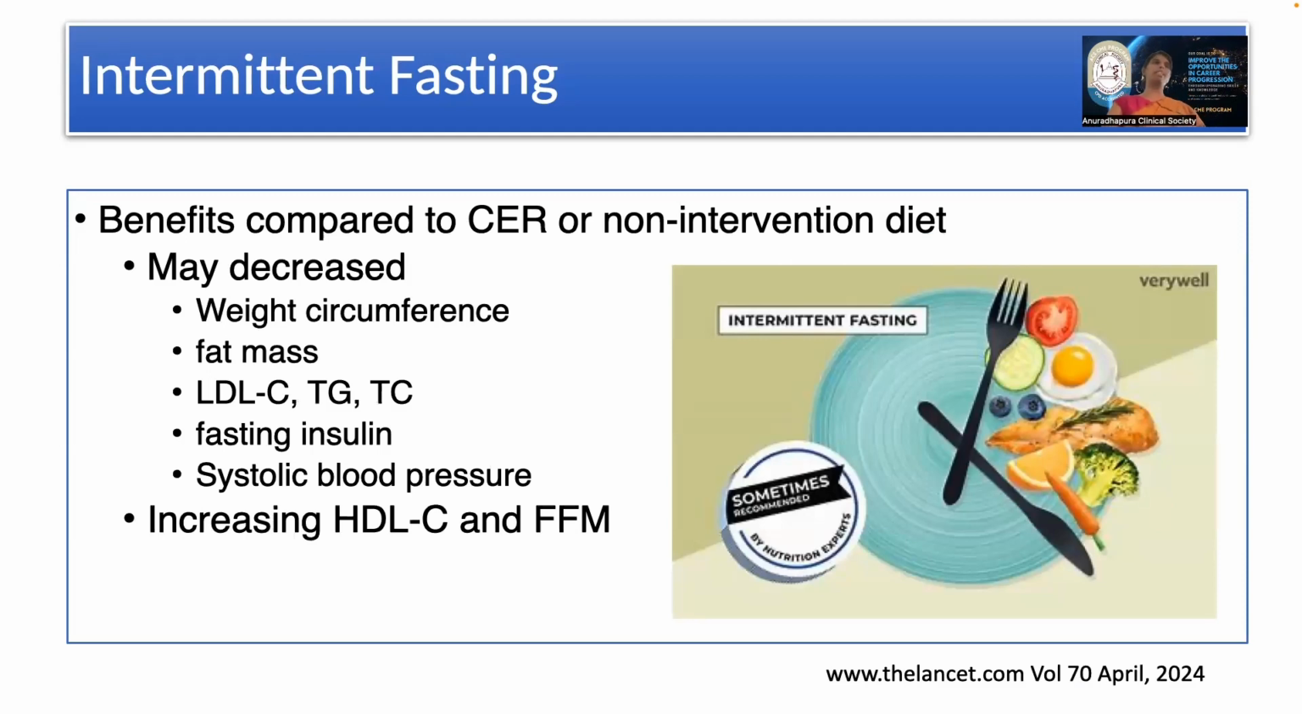They say no long-term trials, but this is the recent article I could find from Lancet in April, which showed that when compared to CER, continuous energy restriction diets, if you do intermittent fasting, it may decrease waist circumference, which is good for us, reducing abdominal obesity, and it will reduce fat mass, total cholesterol, triglyceride and LDL, and systolic blood pressure and insulin. So it has good effects. And intermittent fasting can increase the HDL and fat-free mass, which is muscle mass.